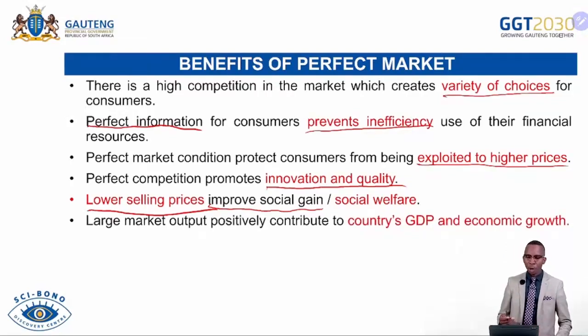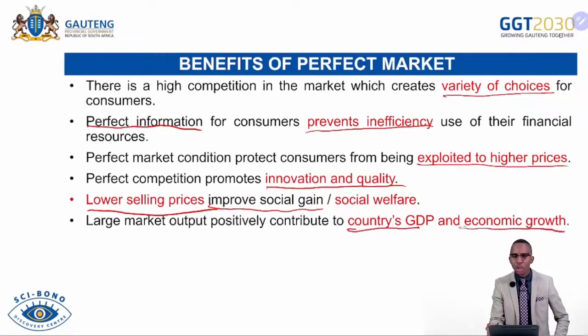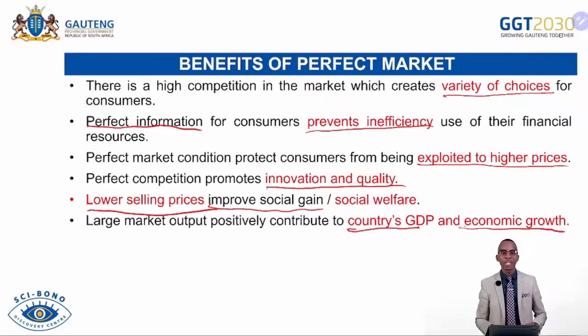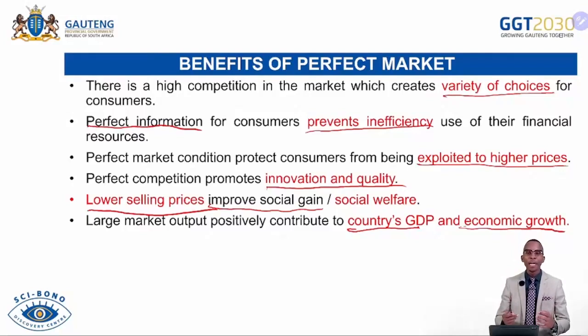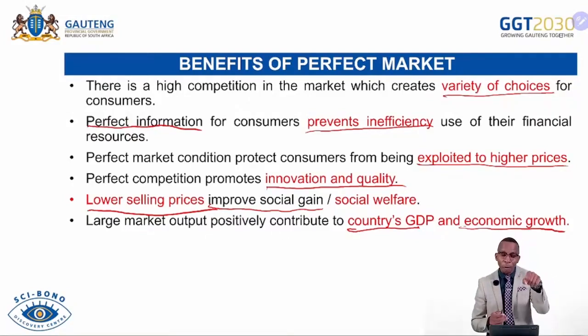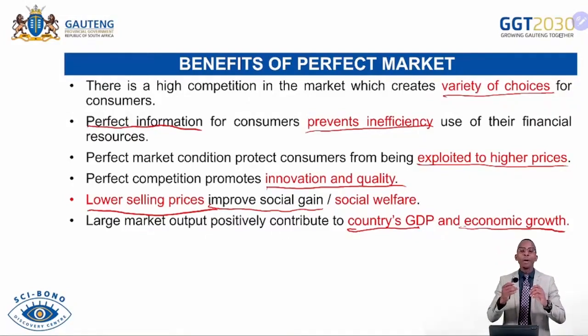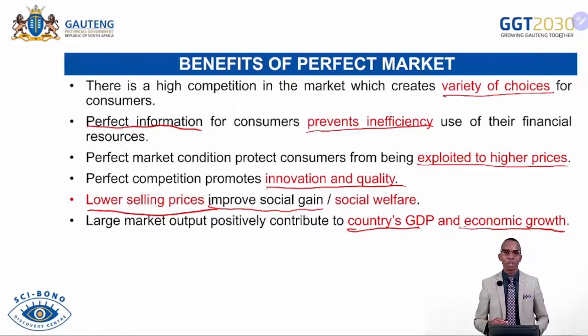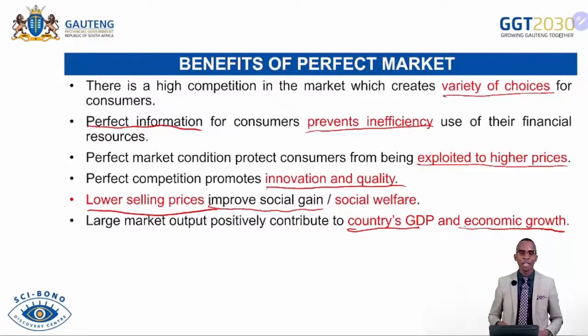And large market output positively contributes to the GDP of the country and economic growth. Since there's high competition in this kind of market, automatically there's a large output size. Firms are very productive, meaning they produce more goods and services. Therefore, there will be more output available in the economy, which increases the gross value added for the economy and also increases what we call the GDP, or the gross domestic product. That will lead to higher economic growth in the country because there is much productivity or production available in the economy.